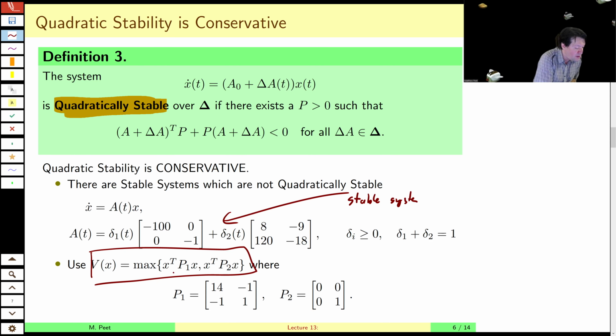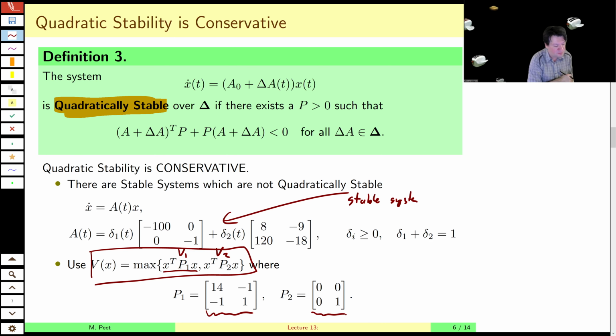So we have basically two Lyapunov functions, v1 and v2, and the actual Lyapunov function is the max of those two. So it obviously depends on the state. You just calculate both of these two terms, and whichever is larger, that's your current value of the Lyapunov function. And in particular, these are the two values of p that we use.